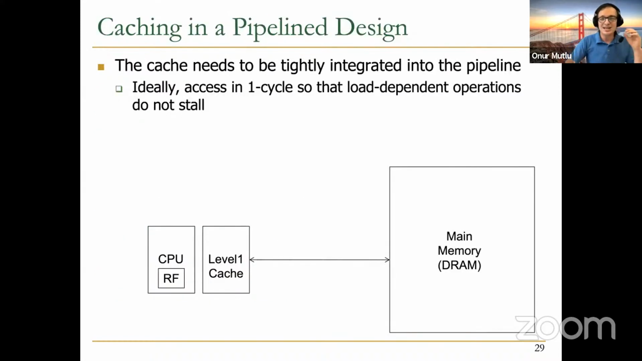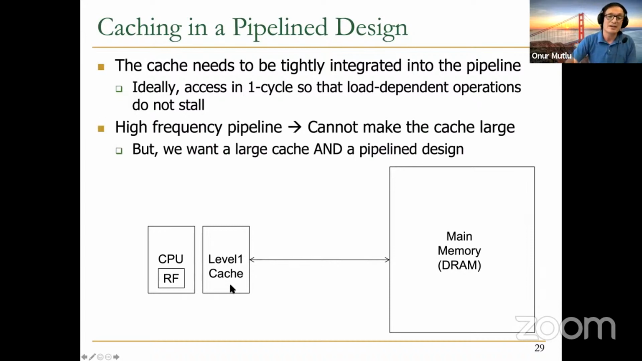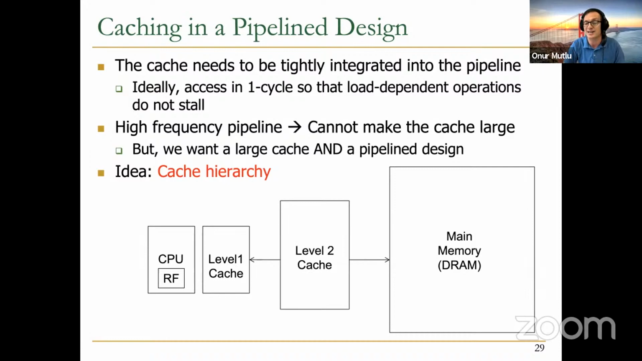Okay, so caching in a pipeline design. I mentioned this earlier, but the cache needs to be tightly integrated into the pipeline. Ideally, you want access in one cycle so that load-dependent operations do not stall. So the level 1 cache is very tightly integrated. But in a high-frequency pipeline, you cannot make the cache large. You want a large cache and a pipeline design at the same time, and this is one reason why you have a level 1 cache that's tightly integrated into the pipeline, and you have a cache hierarchy after that.